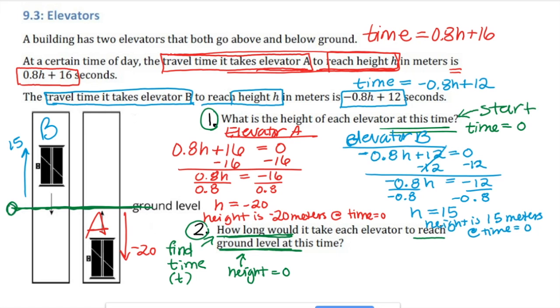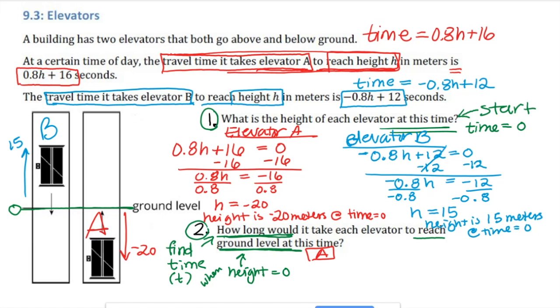right? Just like if you were looking at sea level or a temperature gauge, right? At sea level or a temperature, this middle ground here is 0. So we need to find the time when the height is 0. Okay, so for elevator A, so let's look at elevator A. What's the time when the height is 0?